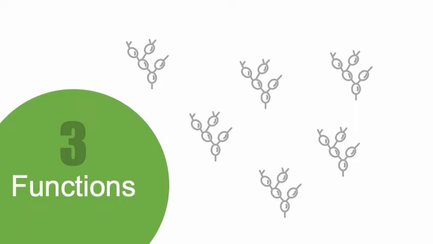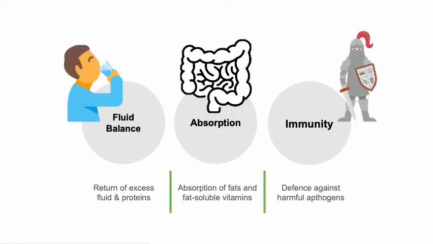The lymph system has three main functions. The first function is balance of fluid in the body. It returns excess fluid and proteins from the tissues that cannot return through the blood vessels. Any disruption in this function leads to localized swelling known as lymphedema.